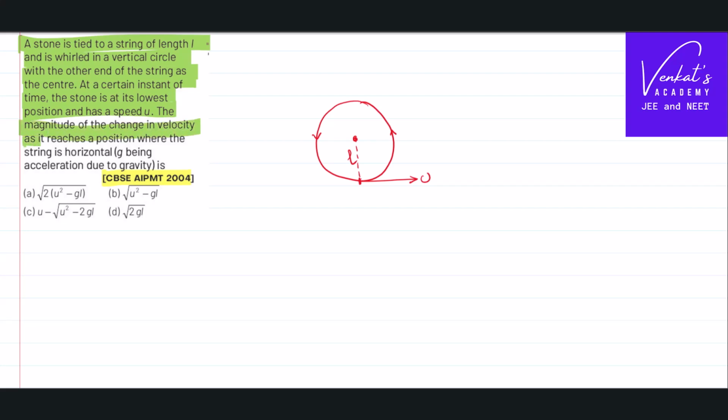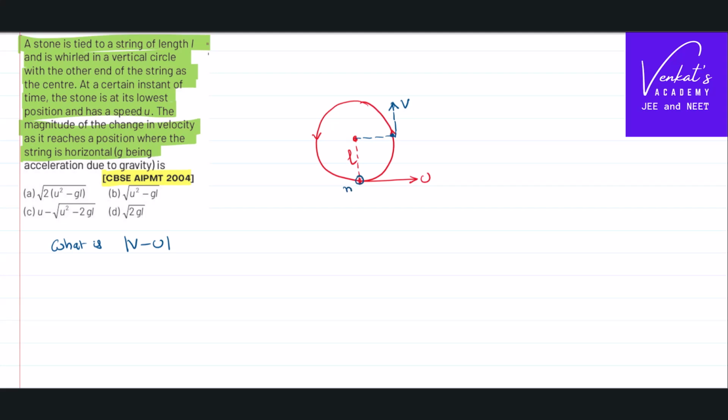What is the magnitude of change in velocity when it reaches a position where the string is horizontal? You mean the string has moved from there to this horizontal position. At this point, the velocity is tangential. Let this velocity be v. He is asking for the change in velocity, v minus u, in magnitude. For that, first of all, I need to know what v itself is.